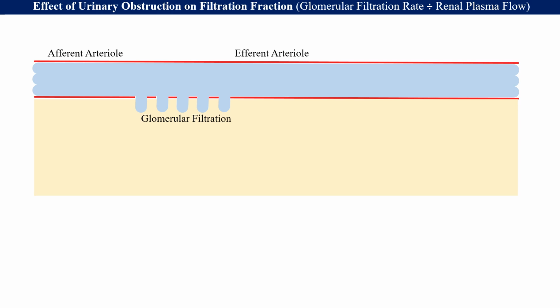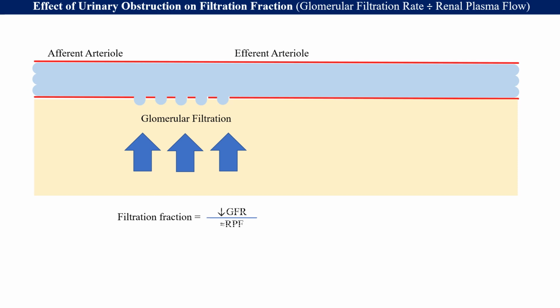What happens to the filtration fraction when there is a urinary obstruction with increased hydraulic pressure from the urinary collecting system? Glomerular filtration rate will be decreased, but renal plasma flow remains unchanged. As the numerator GFR is decreased and the denominator renal plasma flow is relatively unchanged, the filtration fraction will be decreased.